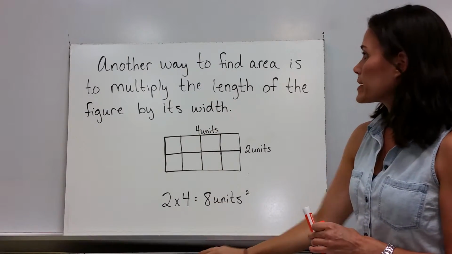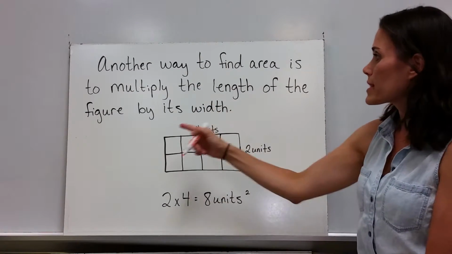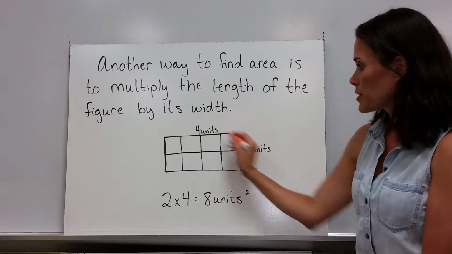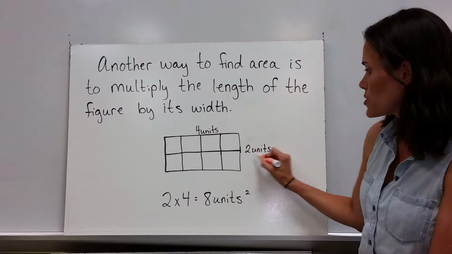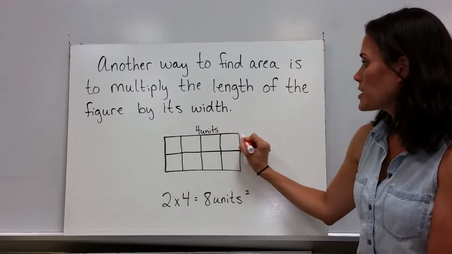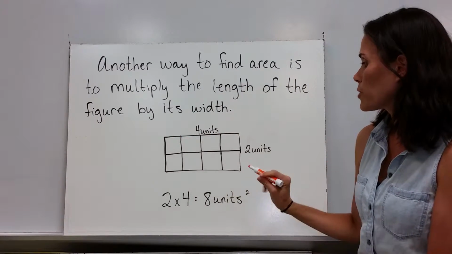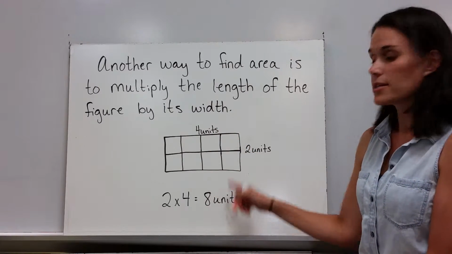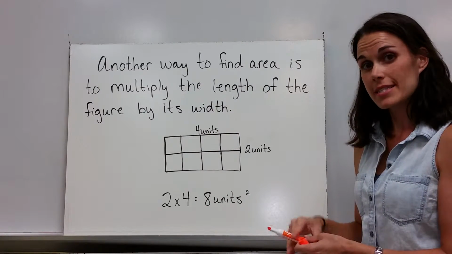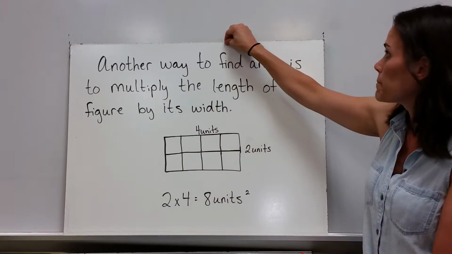Another way to find area is to multiply the length of the figure by its width. So here's the same figure. You can see here's one side, it's 2 units. Here's another side, it's 4 units. 1, 2, 3, 4. If we multiply that together, 2 times 4 equals 8 units squared. So you don't even have to take the time to count them, you can just multiply.